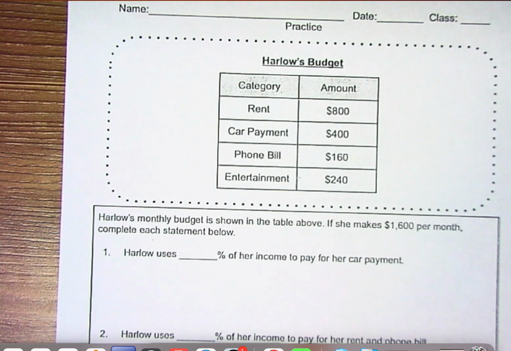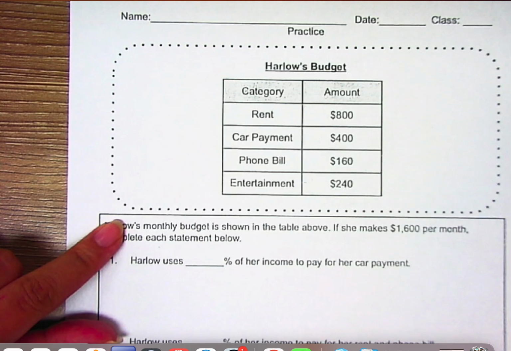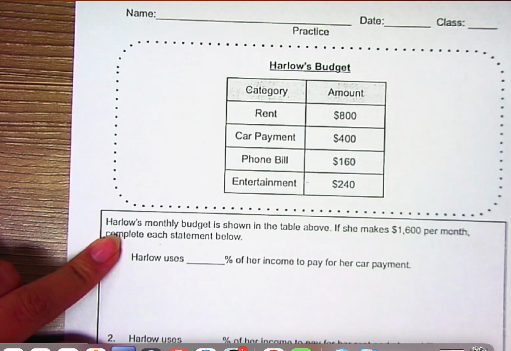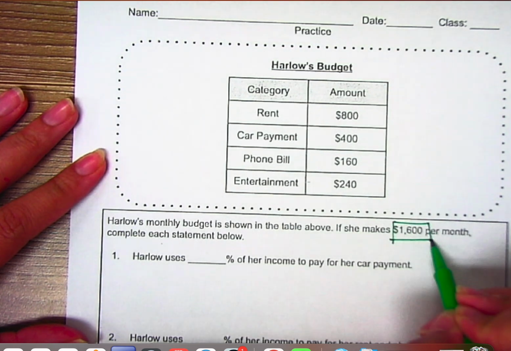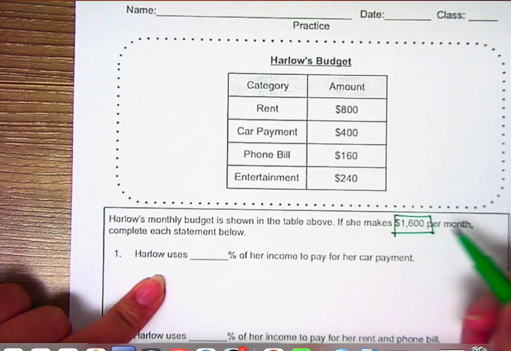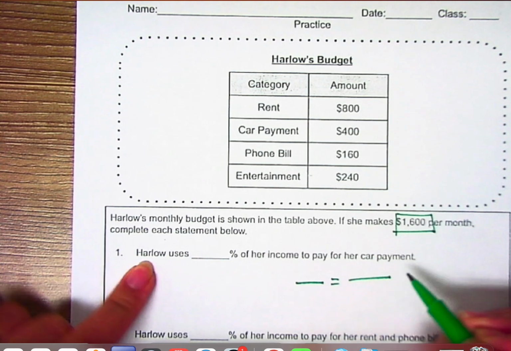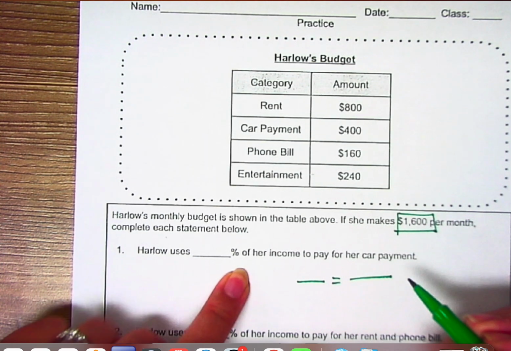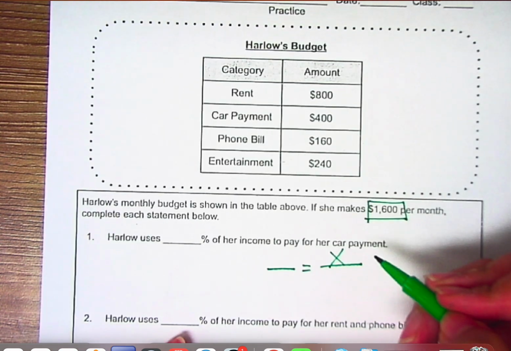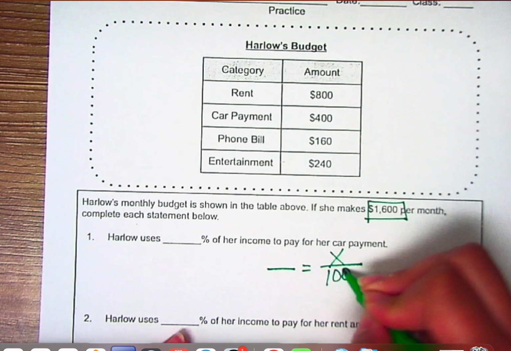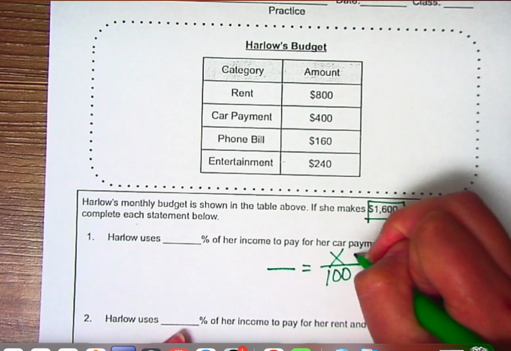Okay, so we're still doing percent proportion, okay? So it says Harlow's monthly budget is shown in the table above. If she makes $1,600 per month, complete each statement below. So we're gonna write our percent proportion. Harlow uses blank percent, so we don't know what our percent is, so we're gonna put an X on top. We do know that this underneath is gonna be 100.